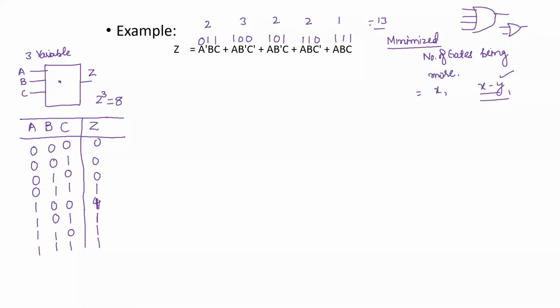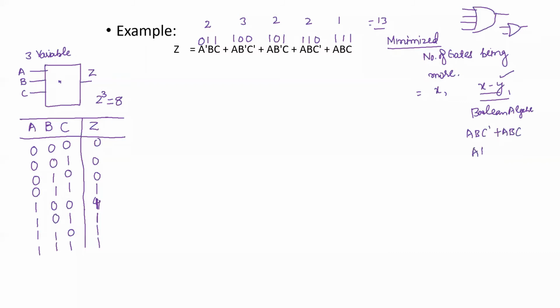Now, one way to minimize, which we discussed in the previous class, is using Boolean algebra. So here you can see this becomes ABC bar plus ABC.